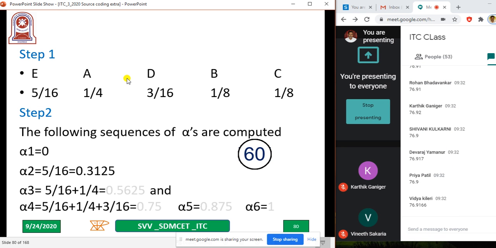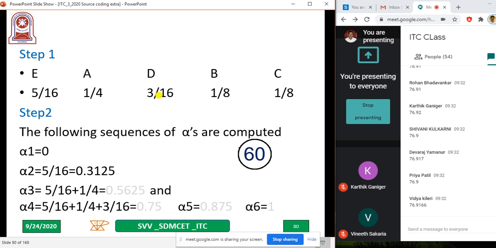Step 1, don't do step 1 wrong. What is step 1? I had to arrange them in decreasing probabilities. If step 1 itself is wrong, everything will go wrong. The code words you get will be different, and the efficiency you get will also change. So always the first step should be correct.